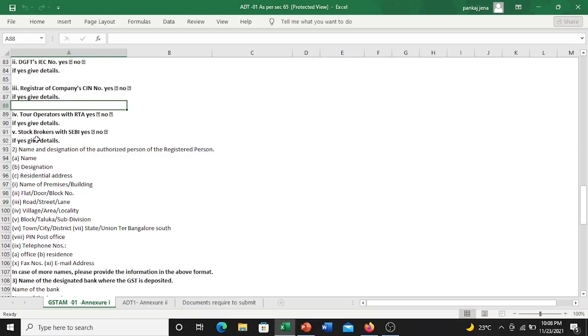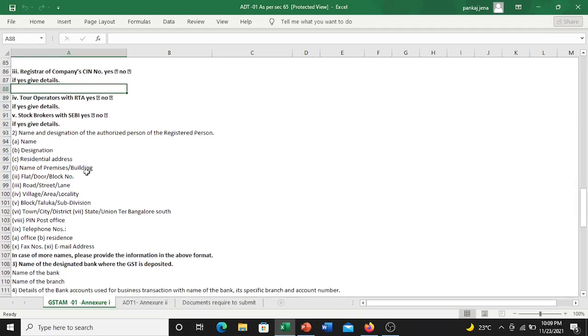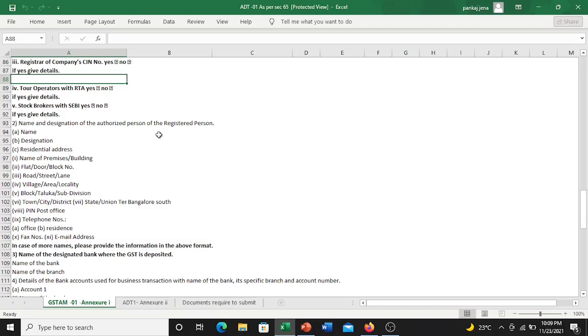Then it will ask if you are a stockbroker with SEBI, yes, or if it is no, then you have to fill accordingly as per the form requirement. Then you have to go for the authorized person of the registered person. This authorized person means the one whose DSC is applicable for the returns. That person's details we have to fill in here.